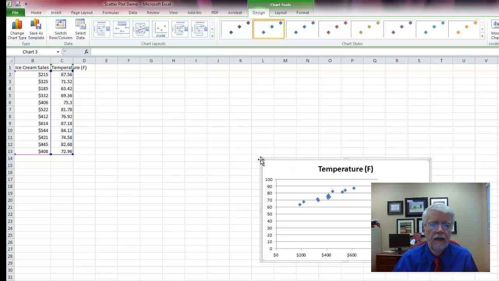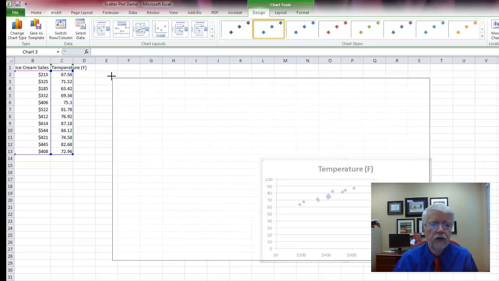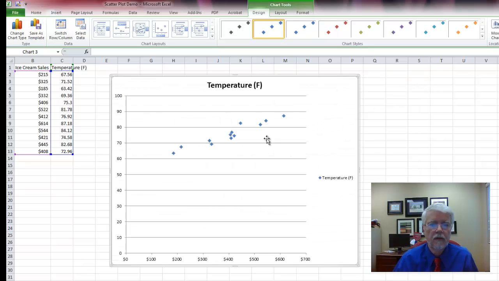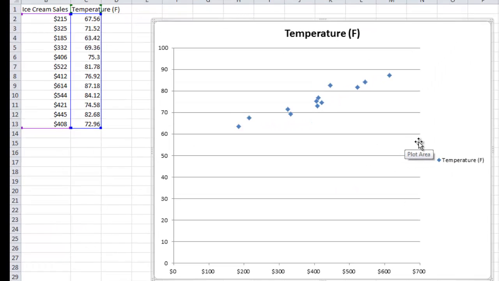And let me make this larger so that we can see it a bit easier. Okay, so here is our chart. Now you notice that in Excel, that's what we're working in, I can put my cursor over one of the points and it tells me, okay, that was $185 at 63.42. Looks like that's probably that pair of data points there. If I go over here, I've got $215, 67.56 for the temperature, and so on.